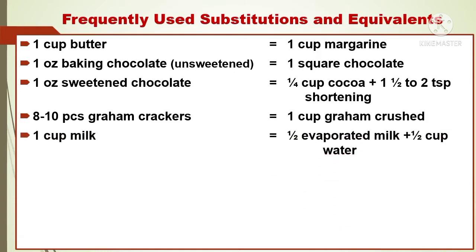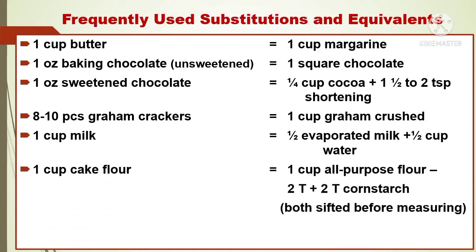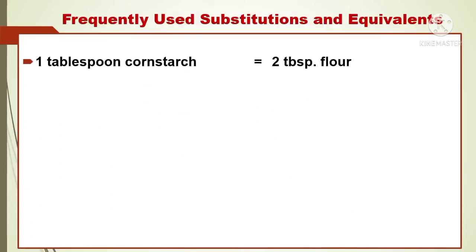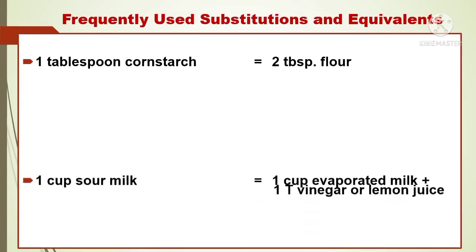1 cup milk can be substituted by 1/2 cup evaporated milk plus 1/2 cup water. 1 cup cake flour can be substituted by 1 cup all-purpose flour minus 2 tablespoons plus 2 tablespoons cornstarch, both sifted before measuring. Then next, if the recipe calls for 1 tablespoon cornstarch but it is not available, you can use 2 tablespoons flour.